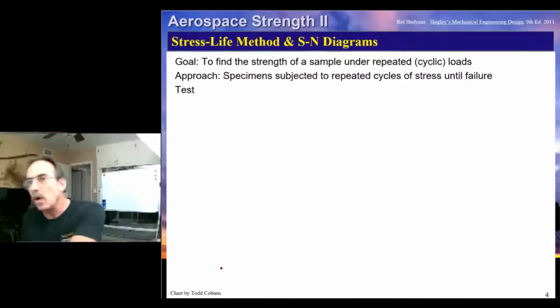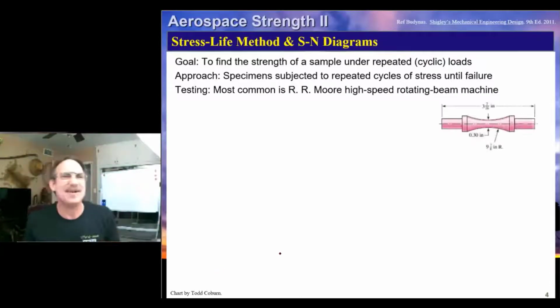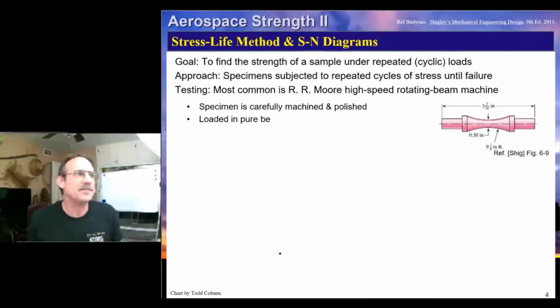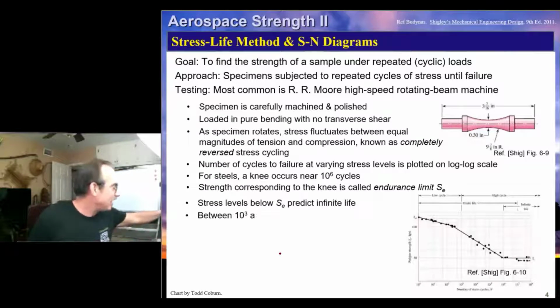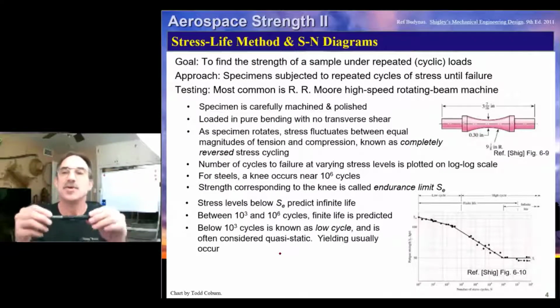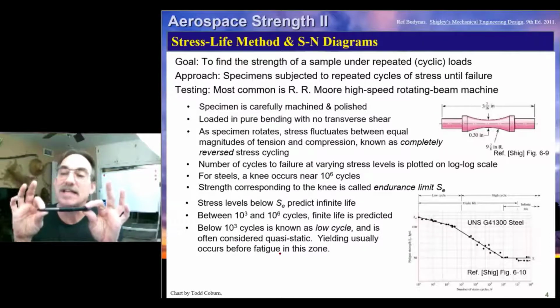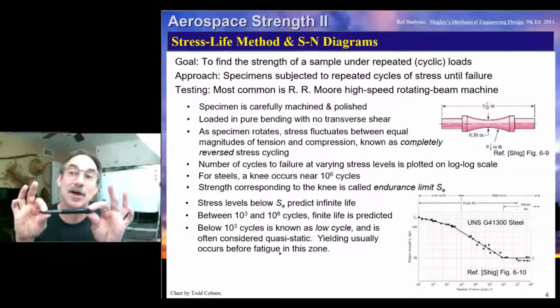So the groundwork for this was laid by a guy named Moore, I think around the early 1900s. Basically what he did is he took a perfect pristine sample. So imagine we have a round sample, and we're going to test it for repeated load.